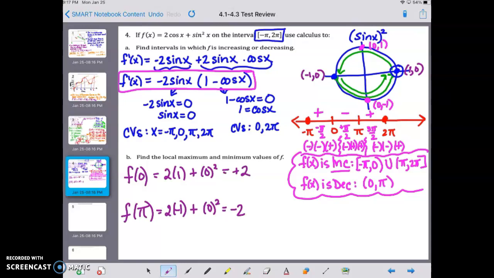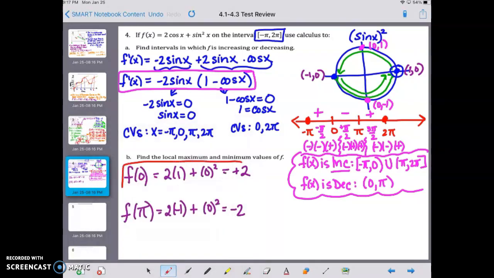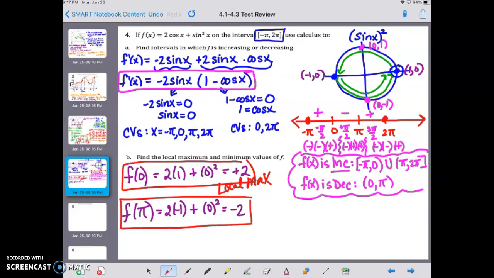So obviously I have a local maximum at 0, and I have a local minimum at pi. So this is my local max, and this is my local min. Okay.